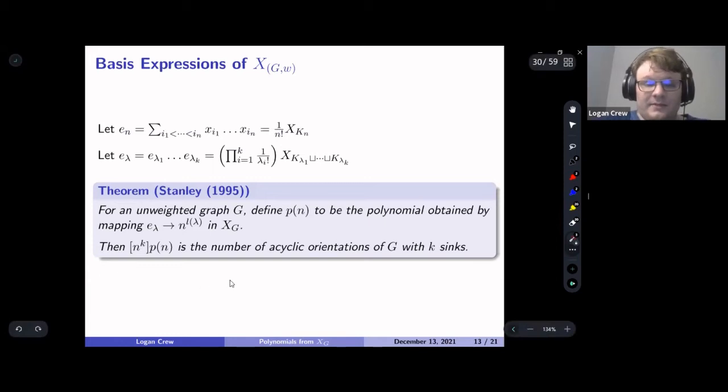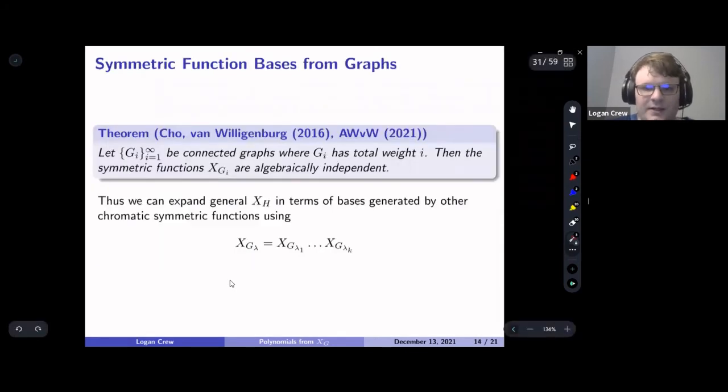Here, the main point I'm getting across is how I'm going to be forming polynomials from the chromatic symmetric function: I'm choosing a basis and I am mapping the basis element that uses a total of k distinct integers to the polynomial n to the k. And how do we do this? How are we going to make bases?